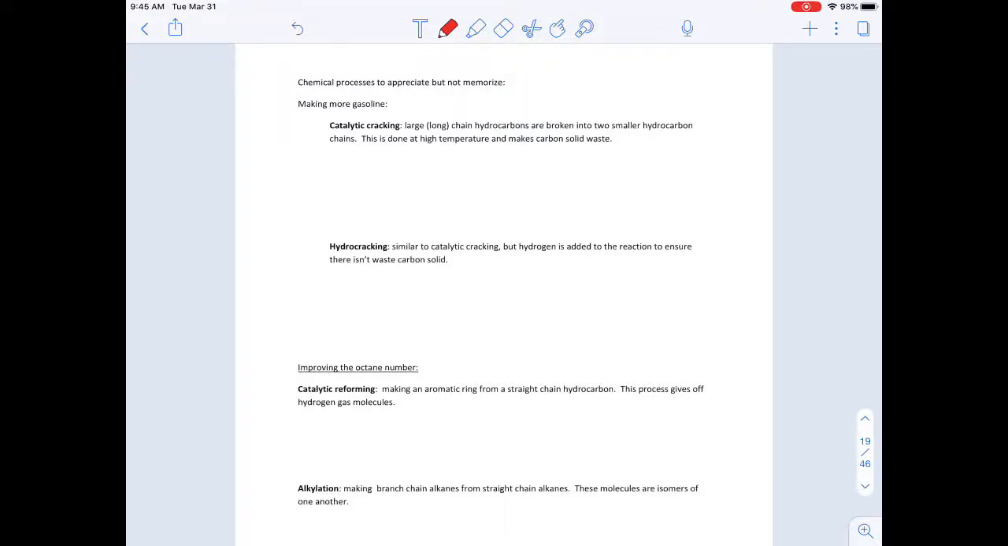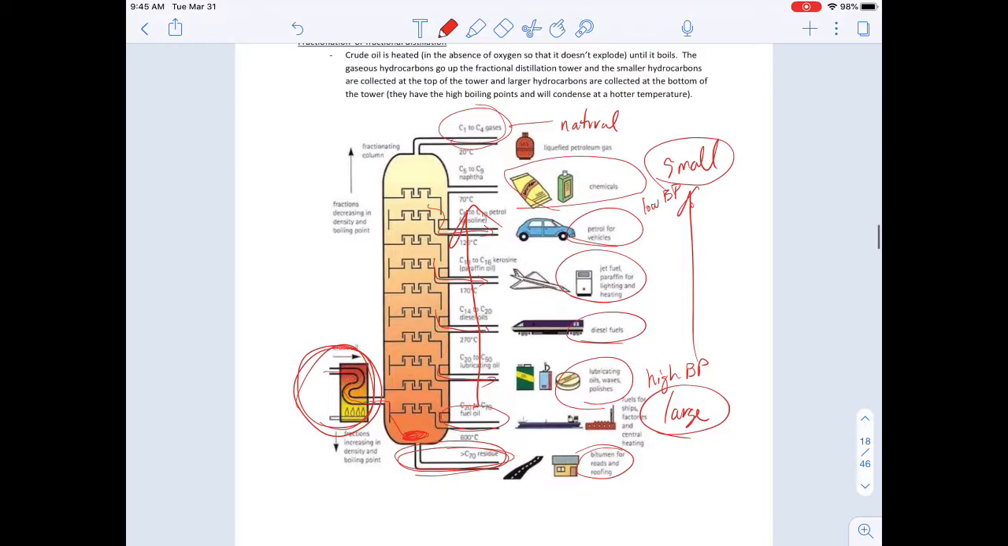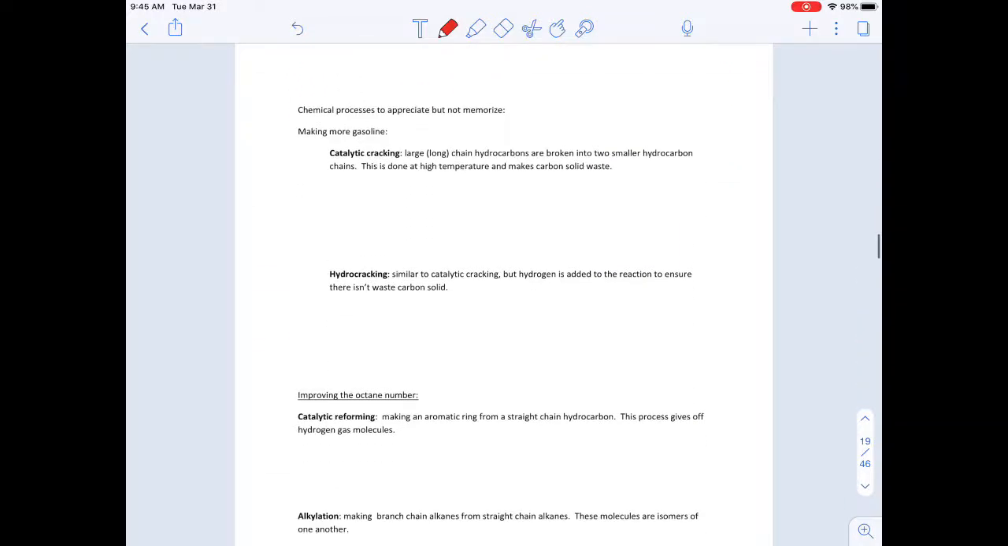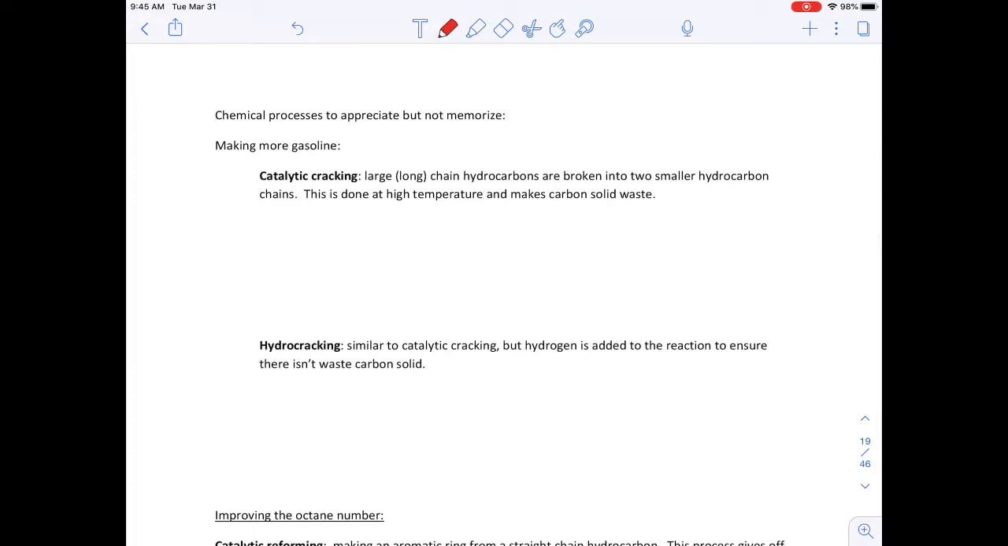So in this video, we're going to pick up where we left off last time. Last time we talked about how the fractions of oil can be separated into useful different bits using the boiling point. Now we're going to talk about specific processing related to cars and combustion engines.